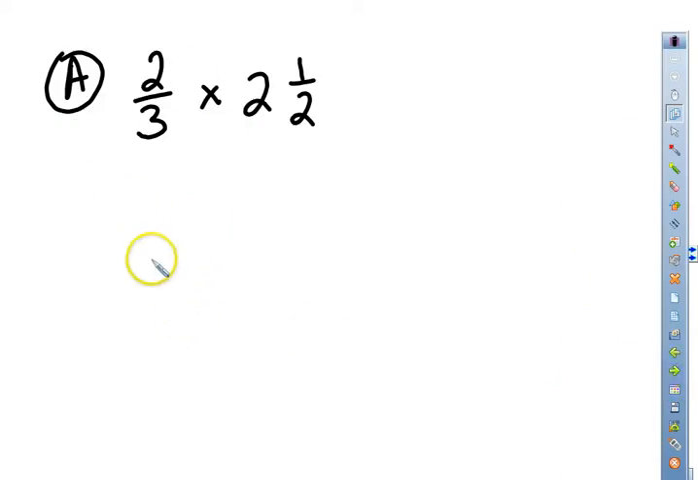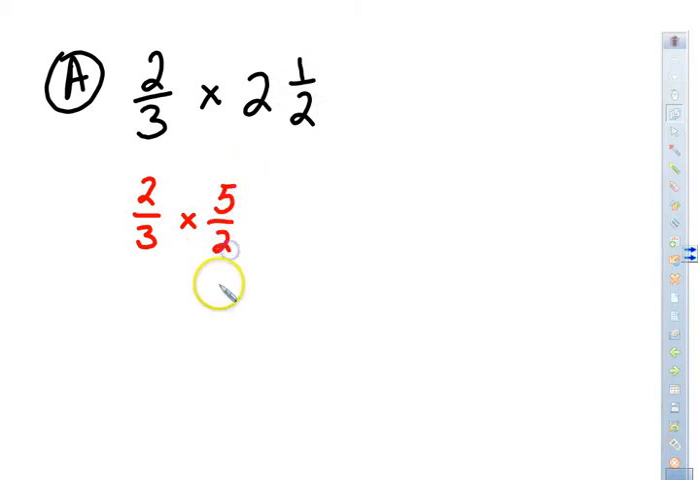So I'll do the first one with you, and it is 2/3 times, and you're going to have to rewrite this. So 2 times the 2, which is 4, plus the numerator, which is 5, over 2.